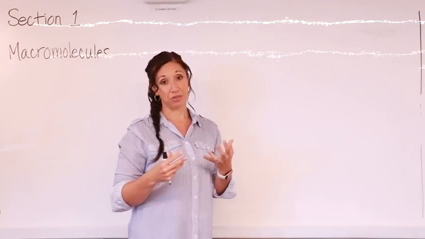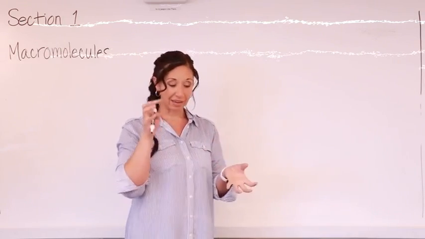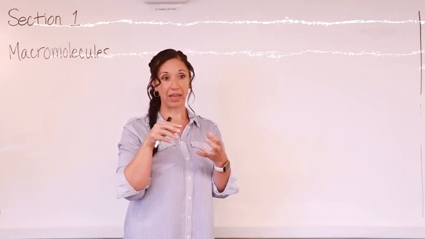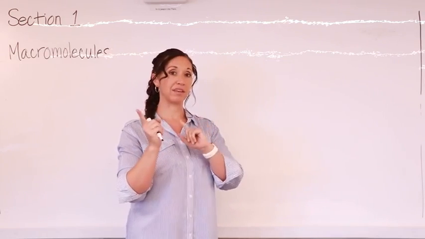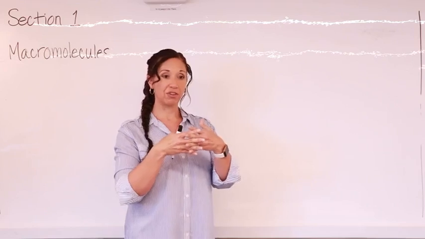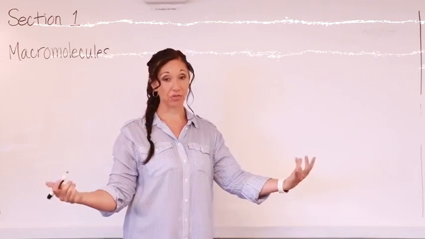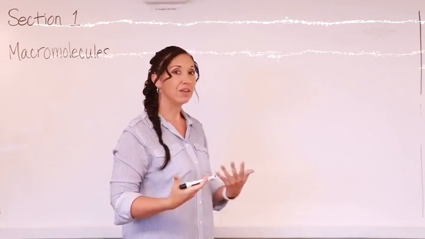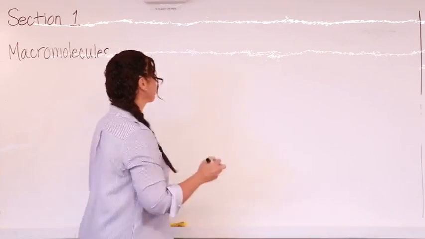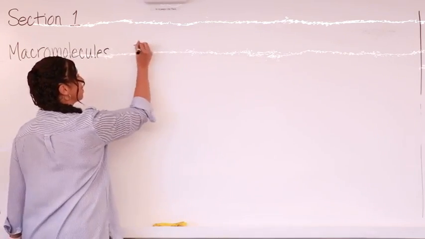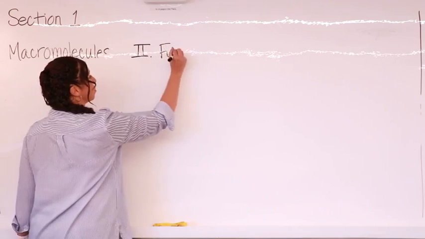These are called functional groups. These are groups of atoms that attach themselves to these chains. And these atoms are actually the ones involved with different reactions to create these large macromolecules or break them down as well. So let's talk about functional groups. So Roman numeral 2 is functional groups.